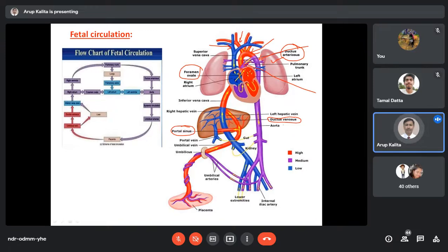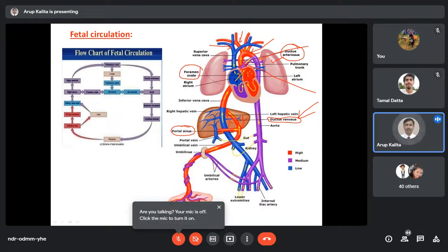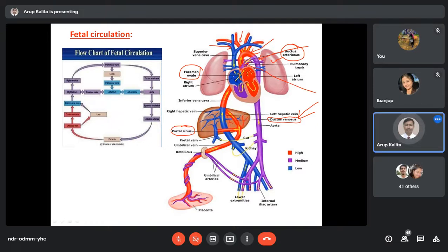Now, what are those shortcuts? Number one is the ductus venosus. It is a shortcut channel in the fetal circulation between the umbilical vein and posterior vena cava, bypassing the hepatic circulation. Second shortcut is the foramen ovale. So foramen ovale is the shortcut in fetal circulation between the right atrium and the left atrium, bypassing the right ventricle. Third shortcut is the ductus arteriosus.